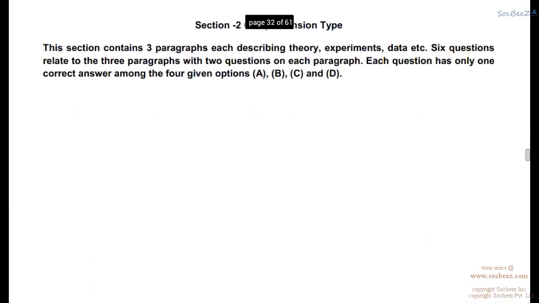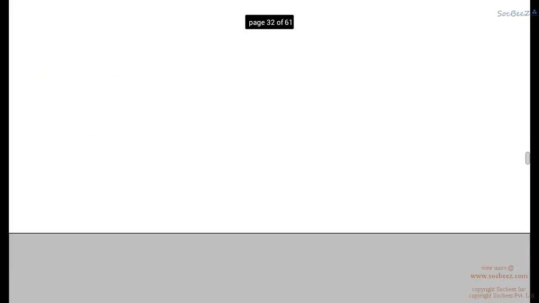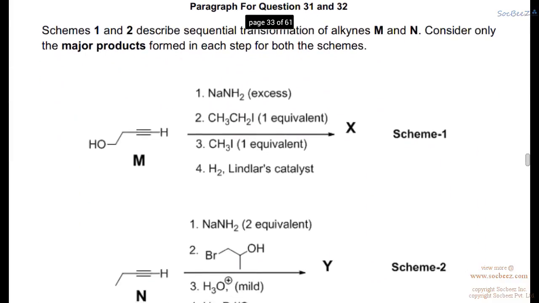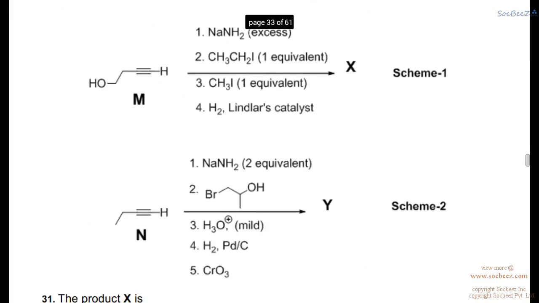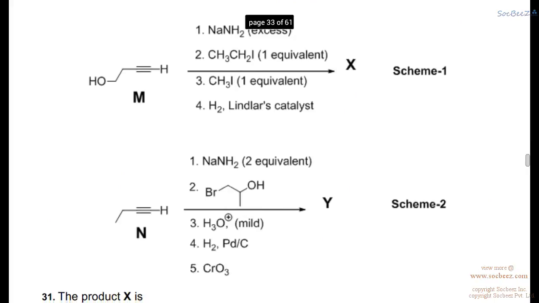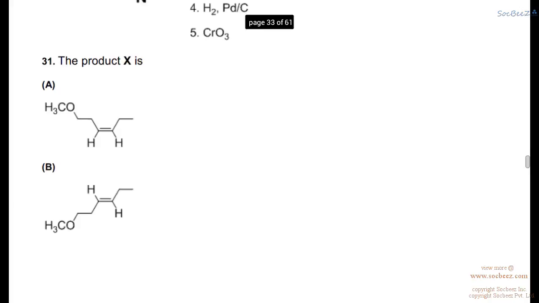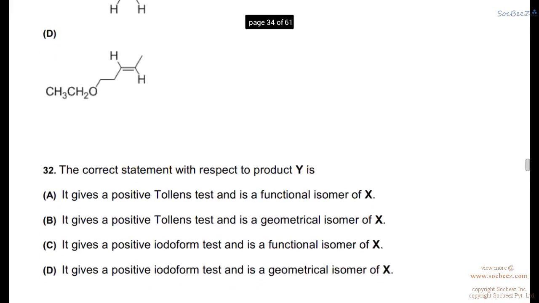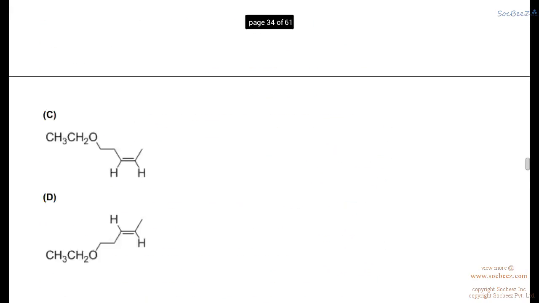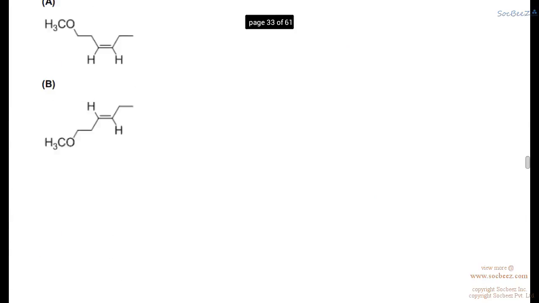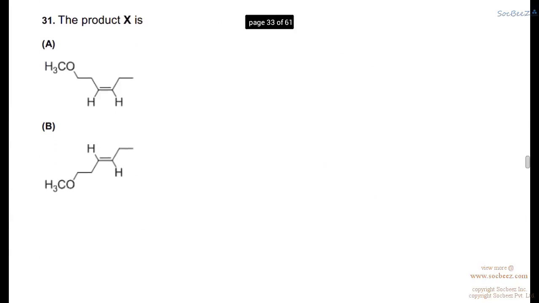Okay, so the question is a comprehension type question. Schemes 1 and 2 describe sequential transformation of alkynes M and N. Consider only the major products formed in each step for both the schemes. Okay, so we are considering the major products, and the sequence is given like this. The product X is, and the product Y is. So now we need to determine the product X and product Y.